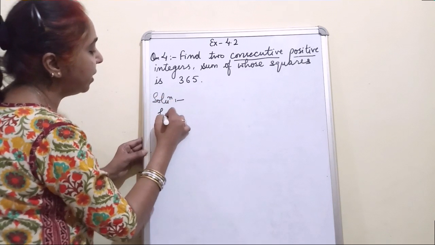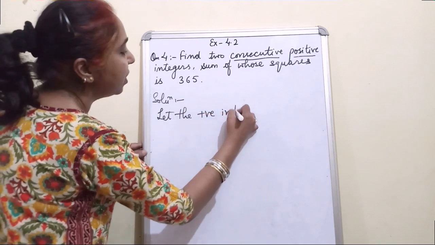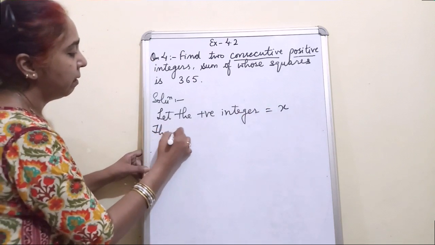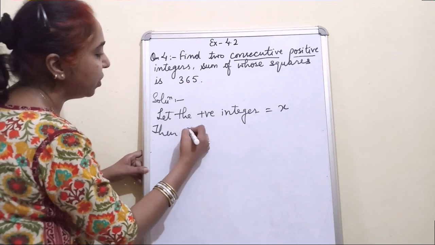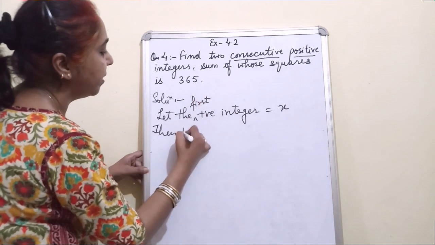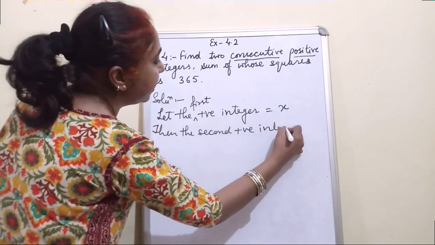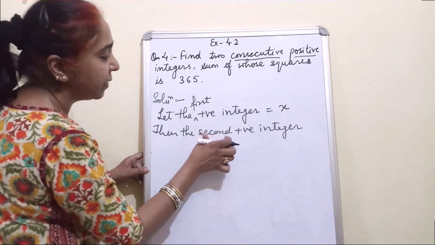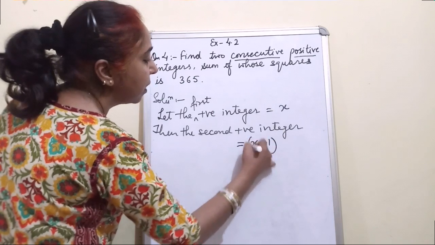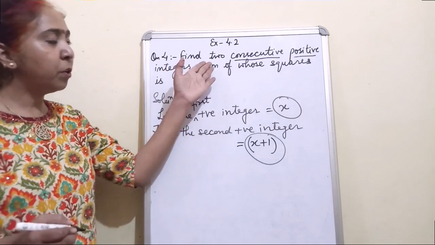this is the solution. Let the first positive integer be x, then what will be the second positive integer? x plus 1. We can write here first, then the second positive integer, or instead of second you can write consecutive also. According to the question, it will be x plus 1. So this one is the first one, this is the second one. We have to suppose them according to the question.